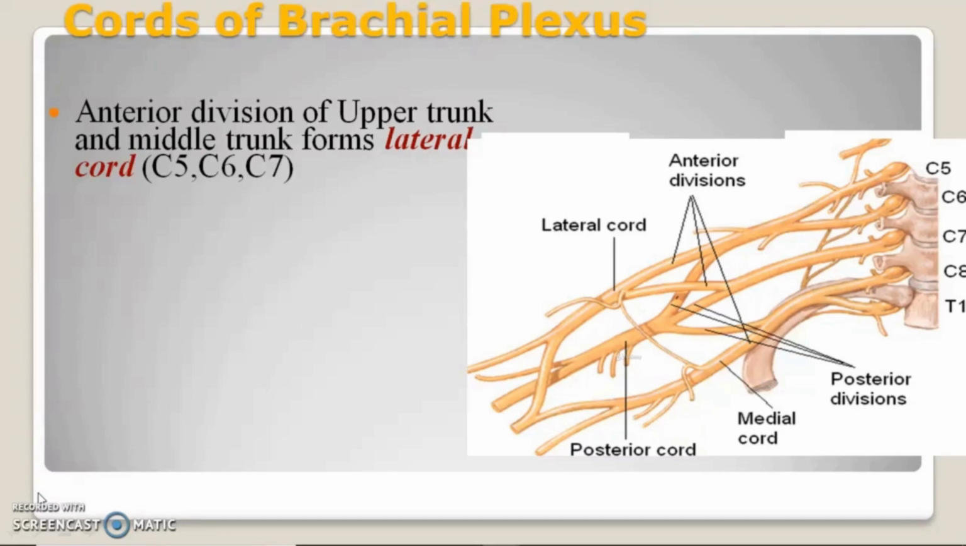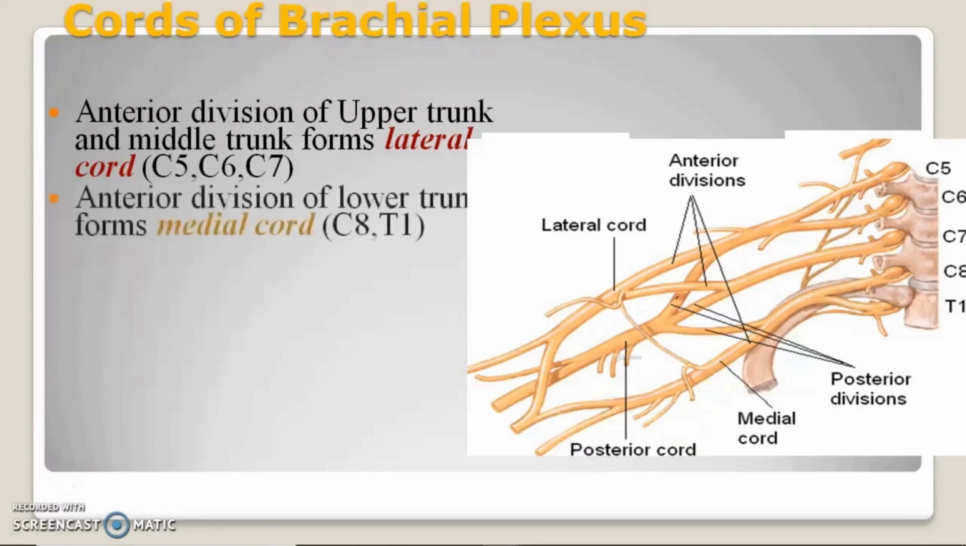Lateral chord is formed by union of anterior division of upper trunk and middle trunk. In this picture you can make it clear, this is the lateral chord, and it is formed by union of the anterior division of upper trunk and the anterior division of middle trunk. You can make out here. So the anterior division of upper trunk and anterior division of middle trunk go to form the lateral chord, and it is going to carry these 3 fibers, that is C5, C6 and C7 fibers.